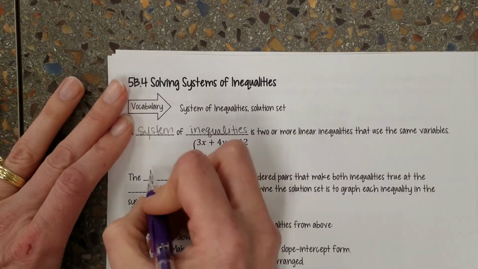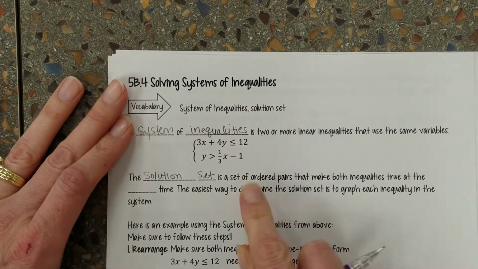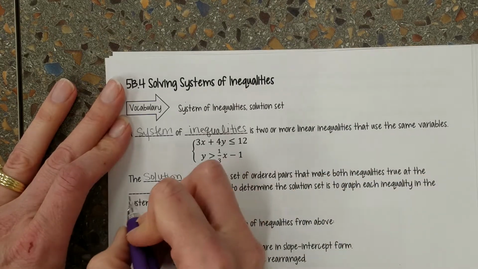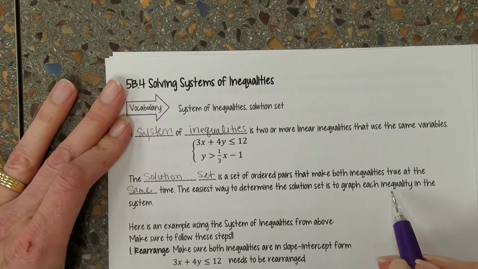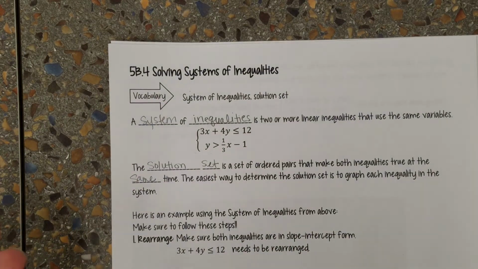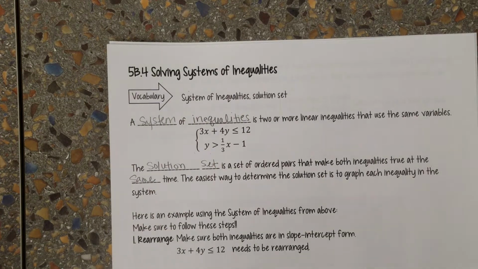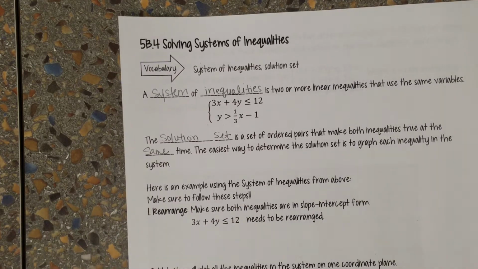Okay? The solution set is a set of ordered pairs that make both inequalities true at the same time. The easiest way to determine the solution set is to graph each inequality in the system. We already know how to graph linear inequalities. That's what we learned last time. But now what we're going to be doing is graphing two of them on the same coordinate plane. And depending on where their shades interconnect, that's where the solutions will be. And you'll see that here in this example right here.